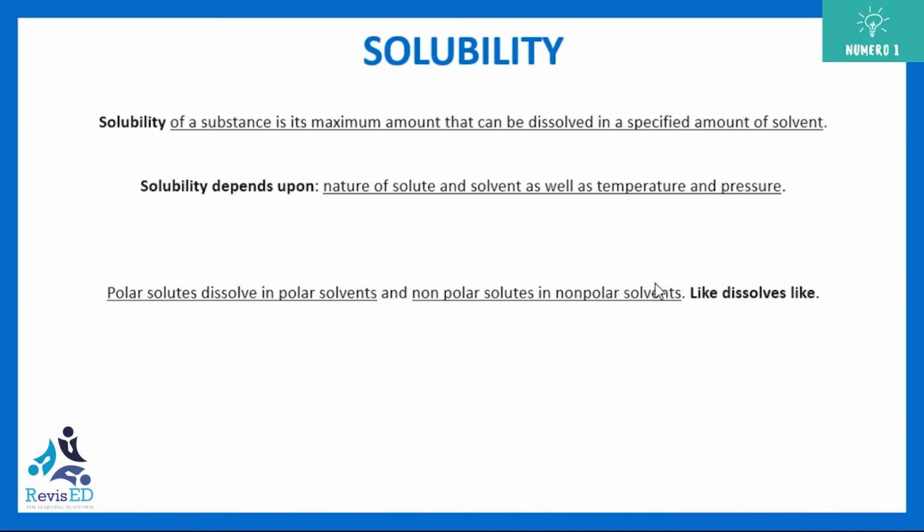So first part, what is solubility? The solubility of a substance is its maximum amount that can be dissolved in a specific amount of solvent. Okay? So solubility depends on the nature of solute and solvent, as well as temperature and pressure. See, the temperature and pressure also have effects.